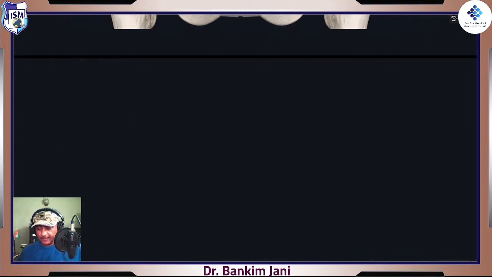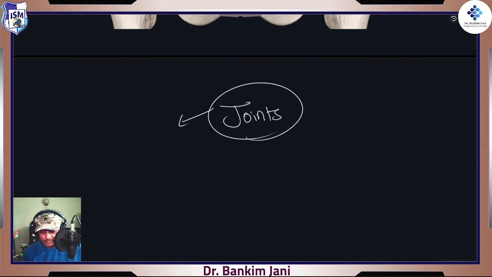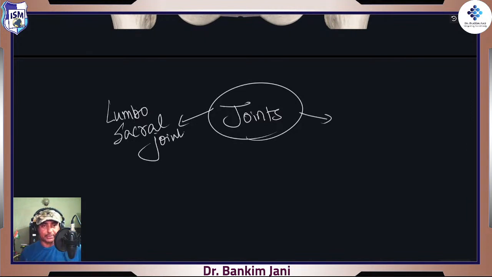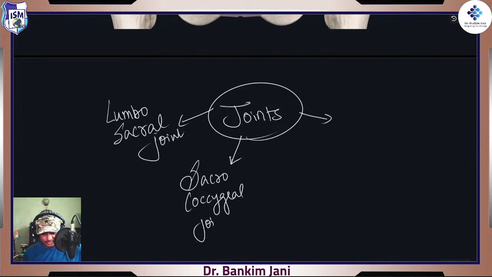Now let's see the joints, right? Which are the important joints? One was between sacrum and lumbar vertebra. So lumbosacral joint, right? That is one. Some less important one would be between sacrum and coccyx. So sacrococcygeal joint. Well, it is also there, but it is less important, so we'll talk briefly about it. Between sacrum and ilium, right? So sacroiliac.